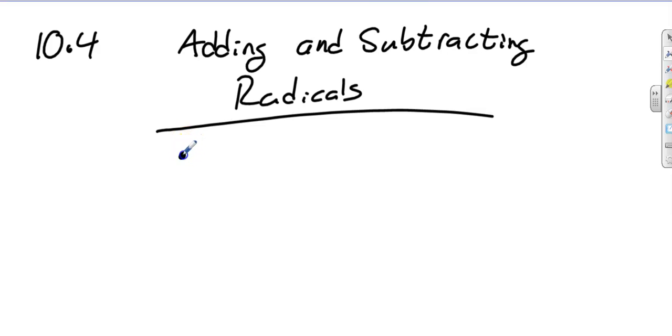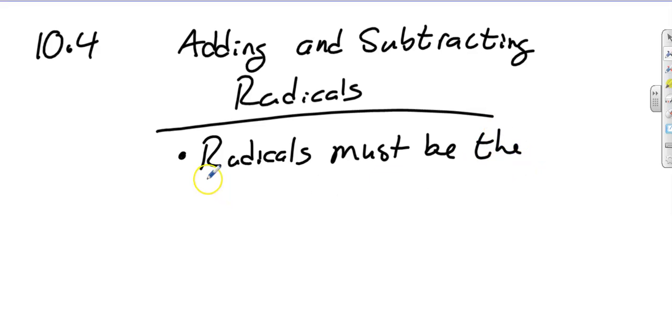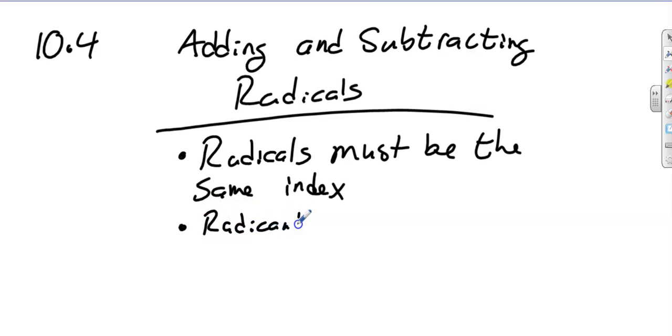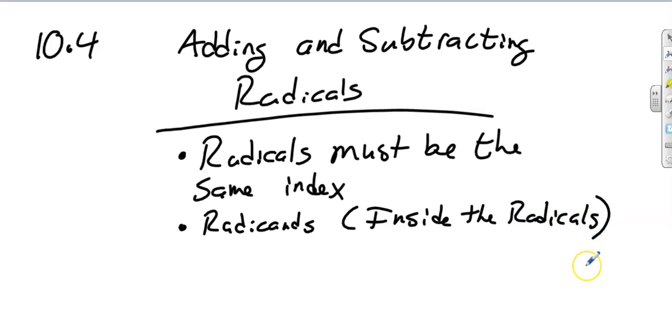But basically, here's the things you have to have. If you do stretch out and go beyond square roots, the radicals must be the same index, and then the radicands, which is what's on the inside. You don't see that word a lot, especially if you don't talk in math terms a lot. But the radicands, what's inside the radicals, must also be the same.